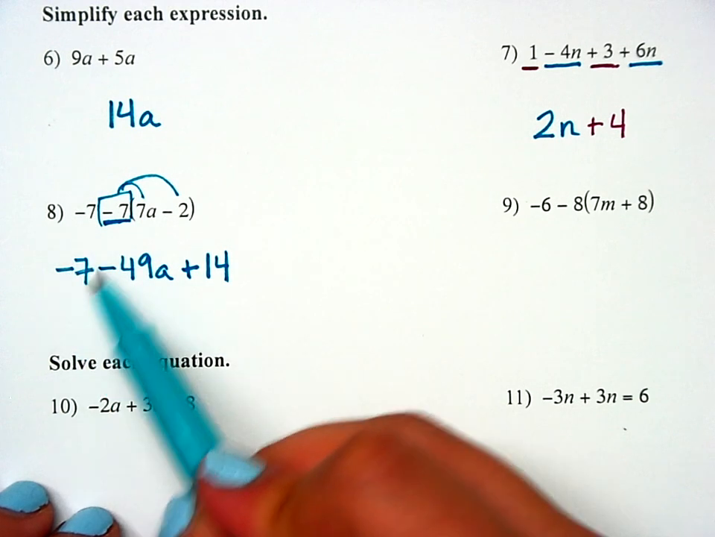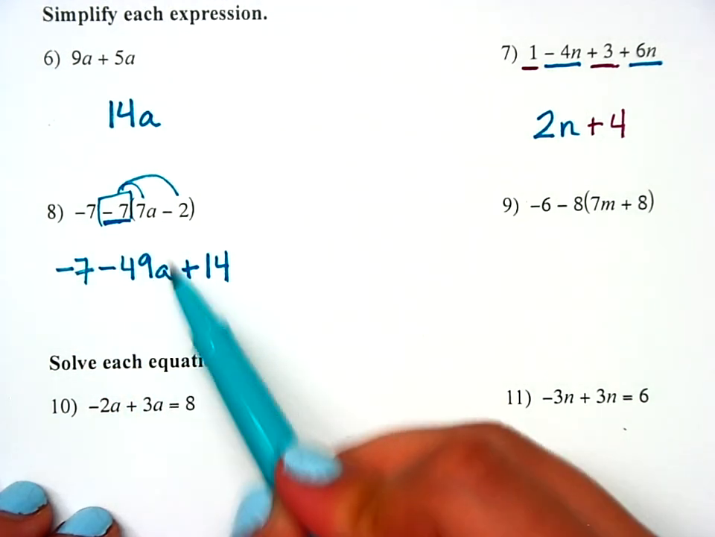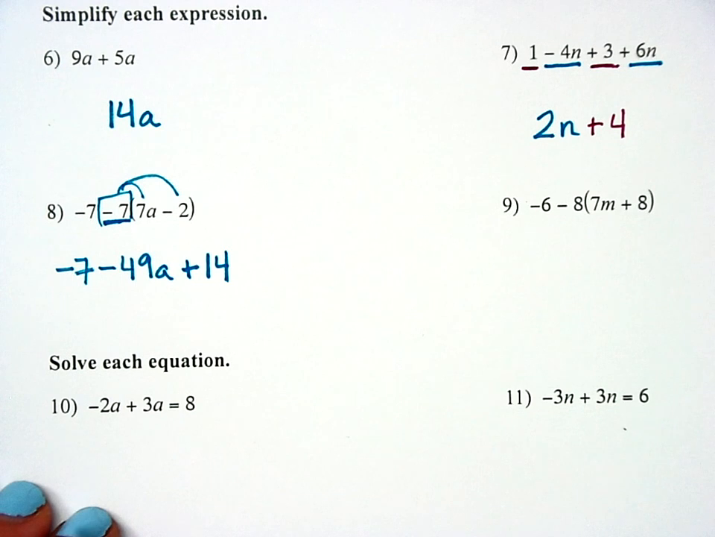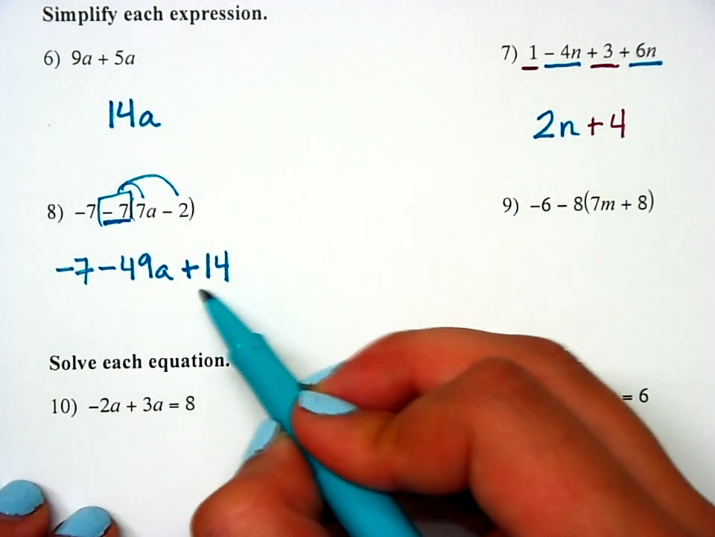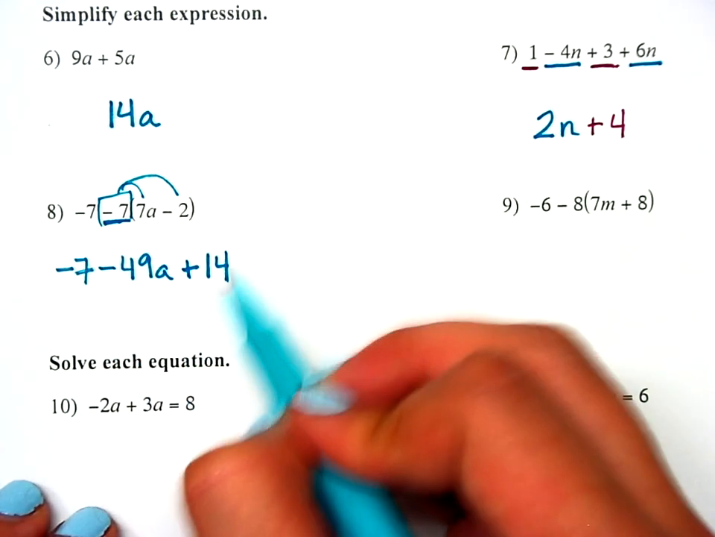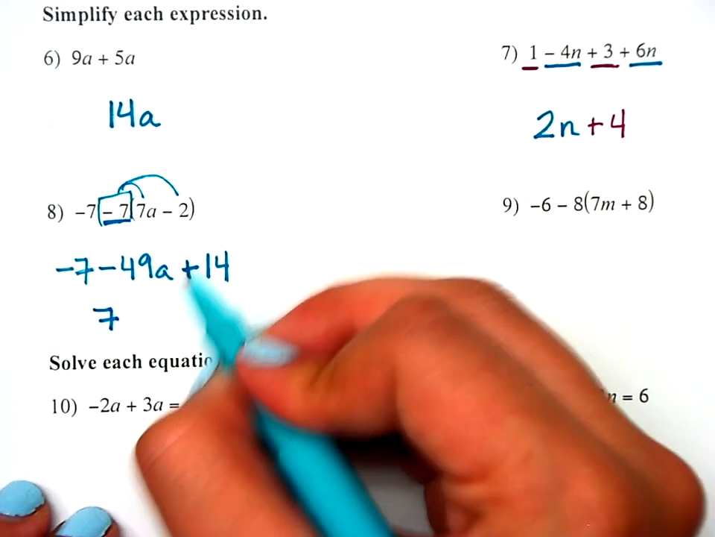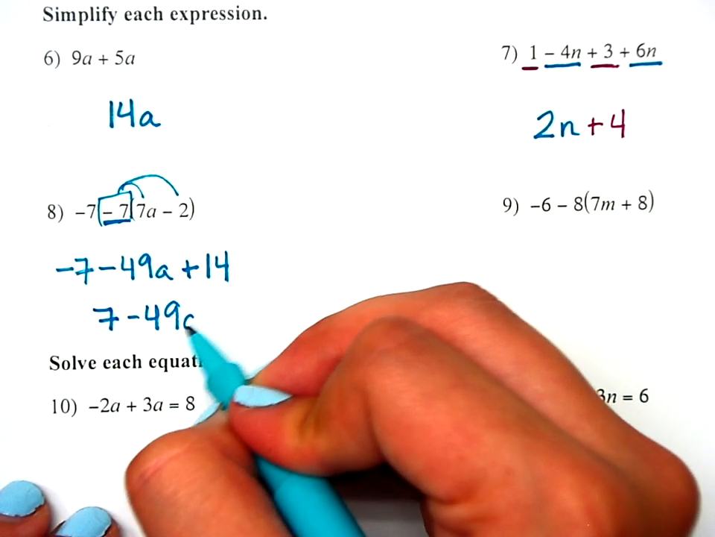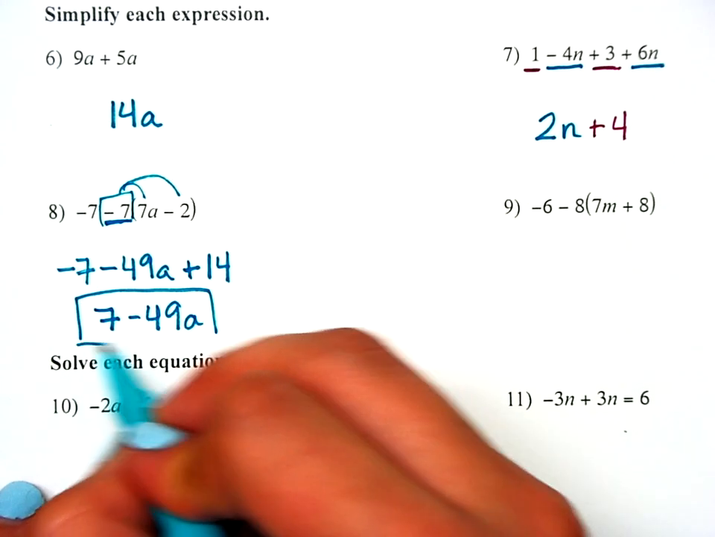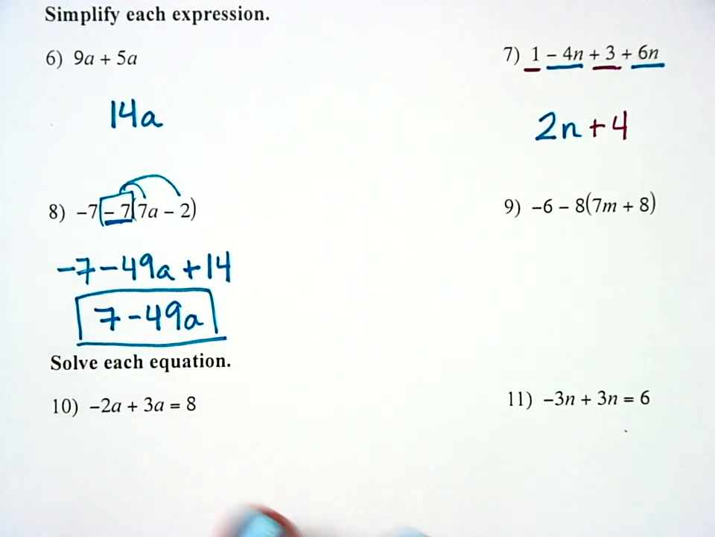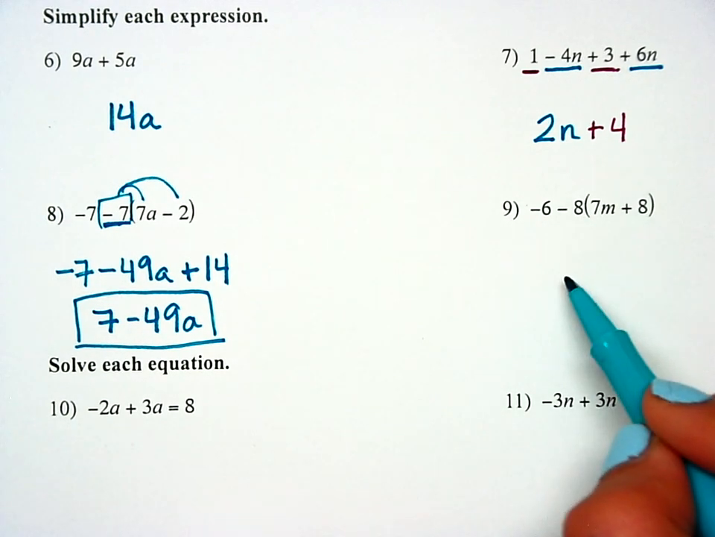I've got a number, a variable term, and another number. So that variable term's not going to change. I can't combine it with any friends, but I can combine that negative 7 and the positive 14. So 14 and negative 7 is positive 7, and then I still have negative 49a. That's my answer right there. You can also write negative 49a first. It's up to you. All right, last one for simplifying.